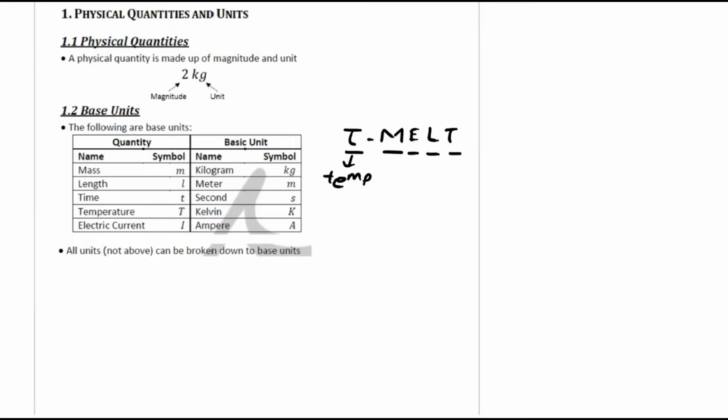Okay, so let's see the base units for the corresponding quantity. Kilogram for mass, kg; length, meter, m; time in second, s; temperature in Kelvin, K; and electric current, ampere, A. So these are the base quantities.